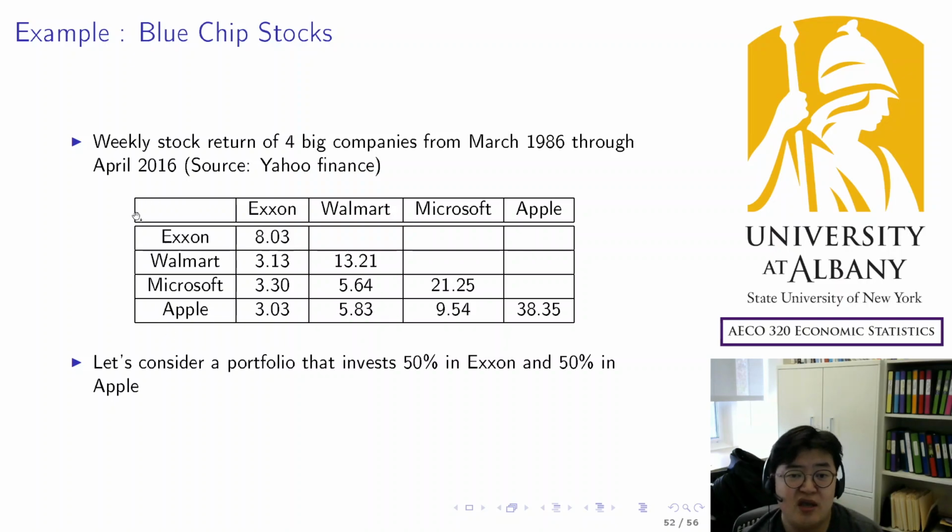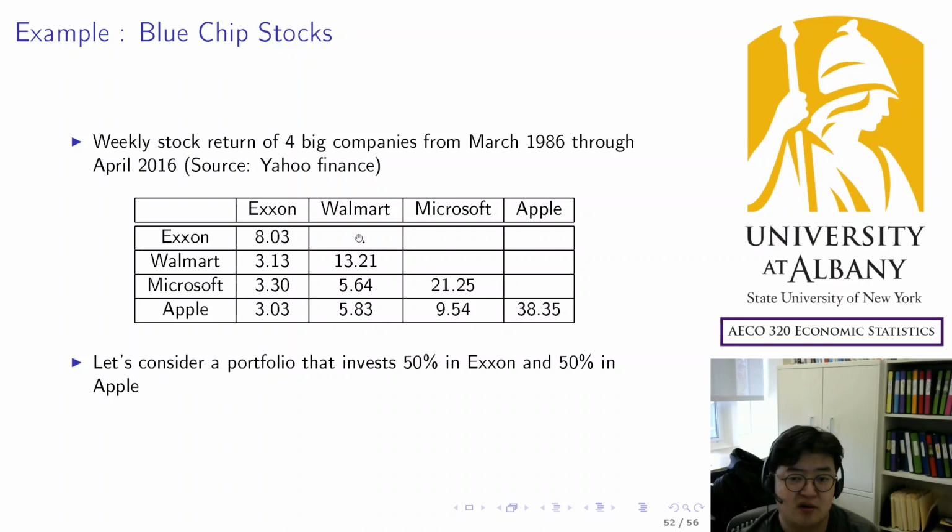So I give you the covariance matrix. As you see, Exxon is the least risky asset among these four. Apple has the highest risk among these four. Okay, and the covariances are all positive. All positive, pretty much similar.